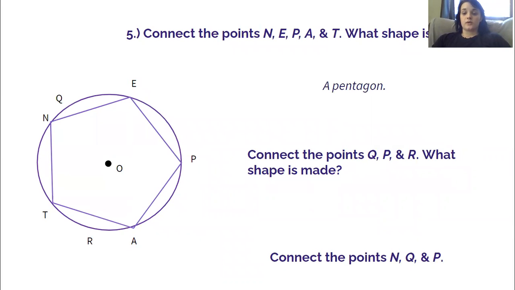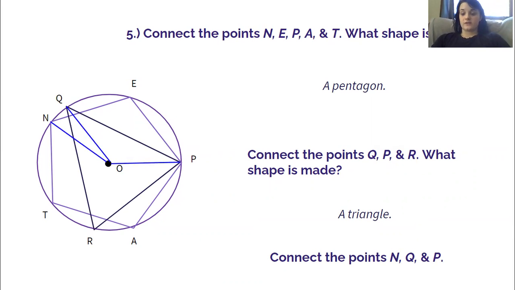Next, we're going to connect the points Q, P, and R and figure out what shape is made there. Well, P, Q, and R, when connected, make a triangle. Next, we're going to connect our next set of points right there. And this is the figure we're going to get when we connect those.